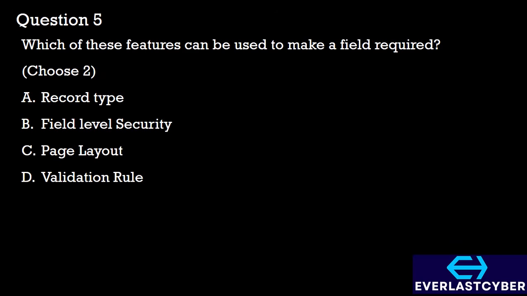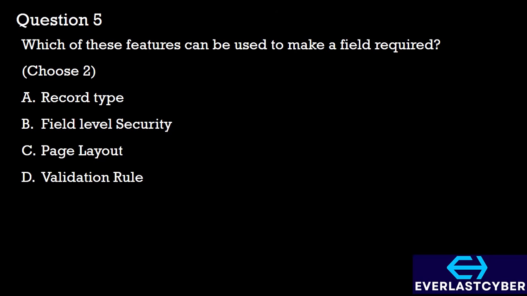Question 5. Which of these features can be used to make a field required? A. Record type. B. Field level security. C. Page layout. D. Validation rule.